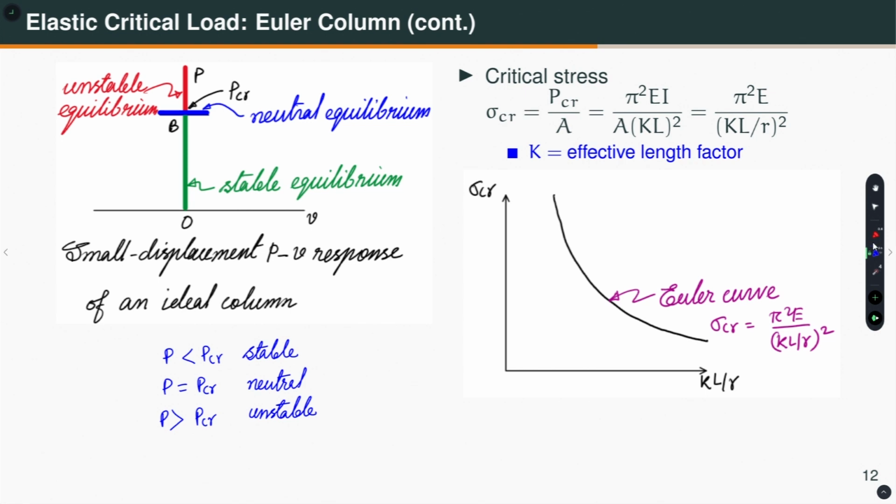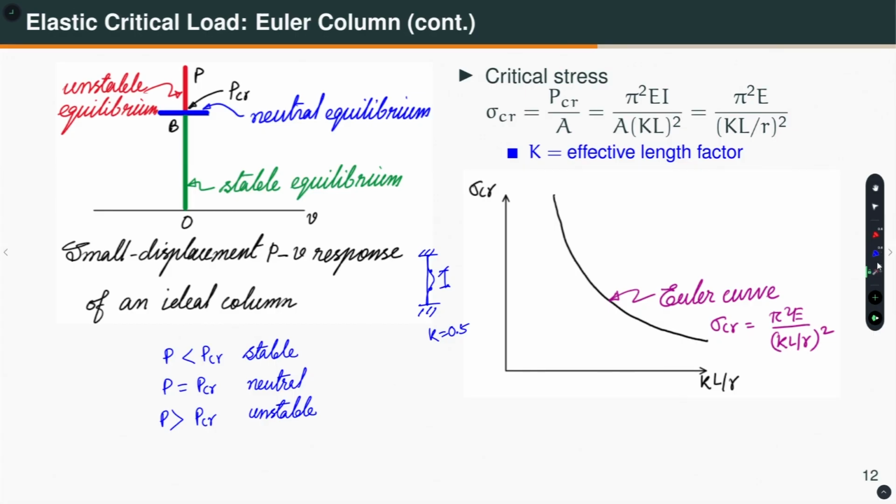So, let us say, instead of taking pin, I take fixed column. If I take fixed column, then it goes like this. So, the effective length is basically this much. So, the effective length factor K becomes 0.5, and so on for other boundary conditions.